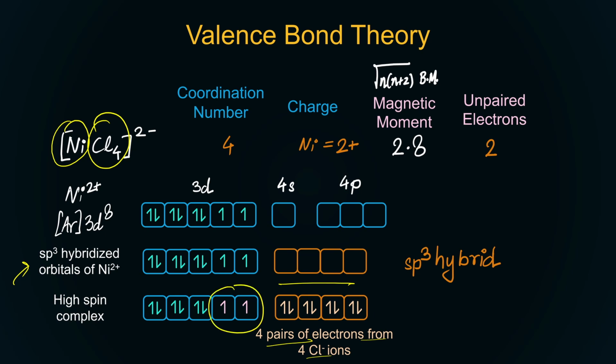Why high spin? Well, it's got some value. Oh, it's 2.8, high. I'll tell you why this is high. Wait for a moment, we'll see right away. This forms a tetrahedral complex. You've seen sp3 before in chemical bonding and you know that this is tetrahedral.